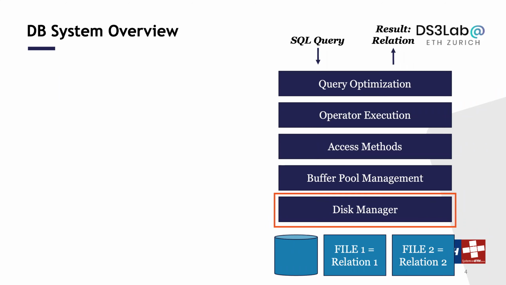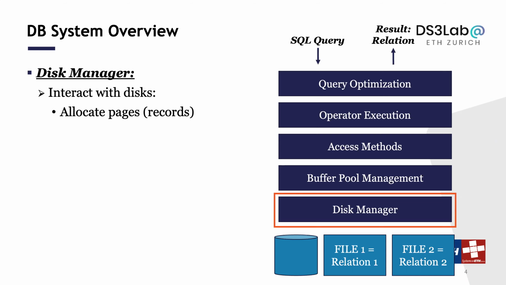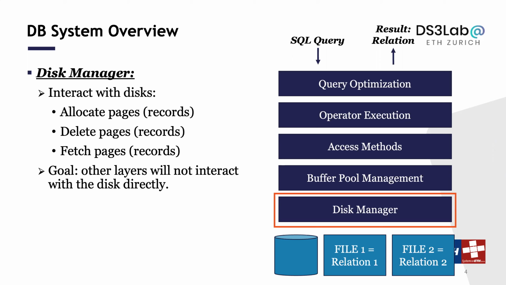So last time we talked about the disk manager, right? The job of the disk manager is really to interact with the hard drive. You want to allocate the pages or allocate the records. You want to delete pages, and so on and so forth. The goal is that every single layer above it will not interact with the disk directly. Instead, they are going to talk to the disk manager whenever they need something.